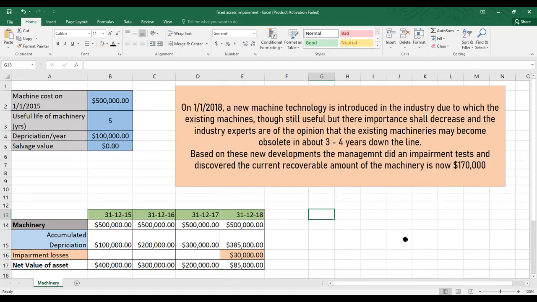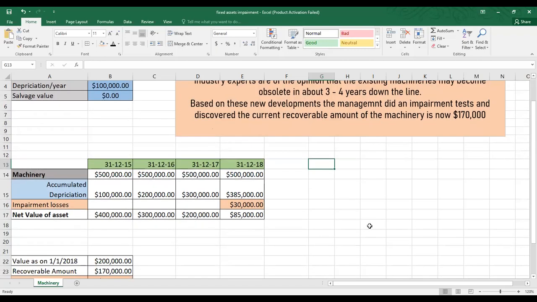And the industry experts are of the opinion that the existing machineries may become obsolete in about 3 to 4 years down the line. Based on these new developments, the management did an impairment test and discovered the current recoverable amount of the machinery, which is now $1,70,000.